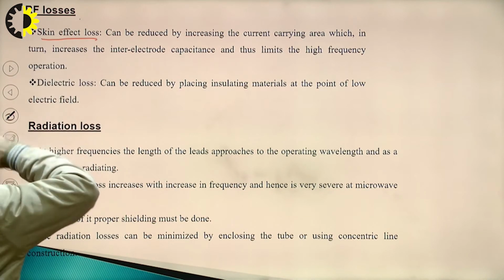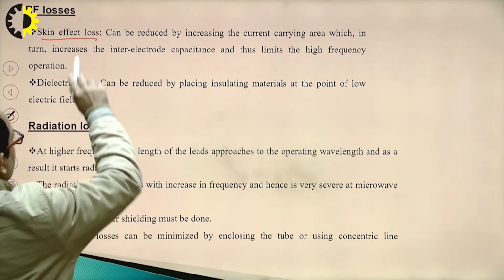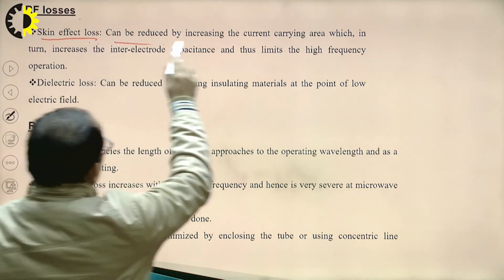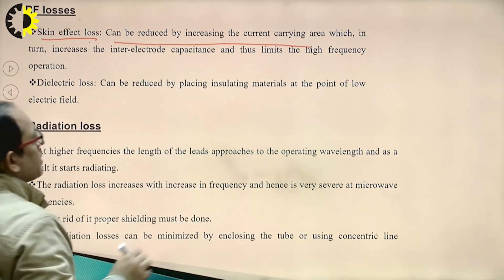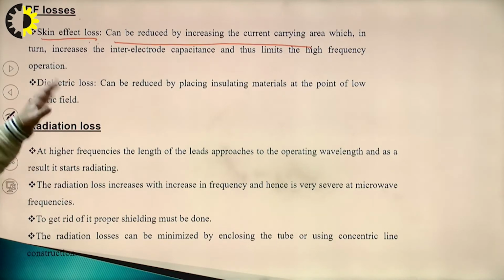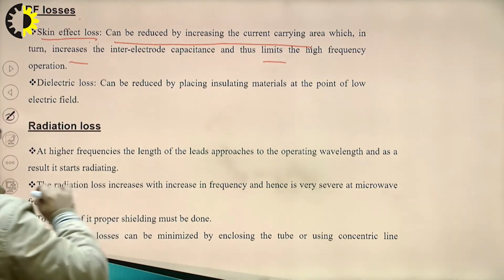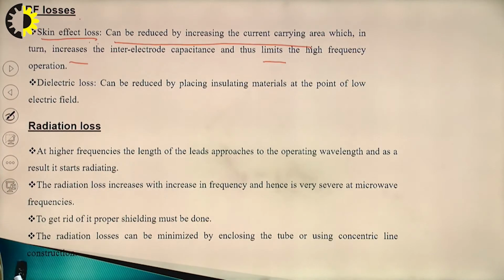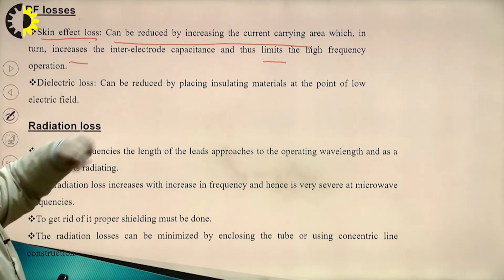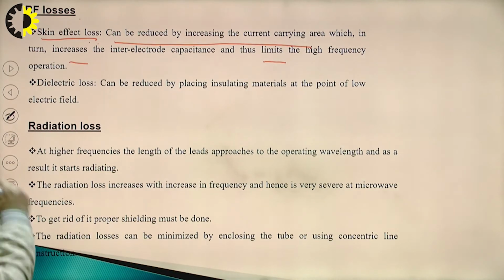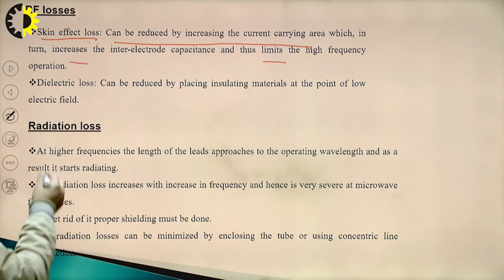The first one is the skin effect loss, which can be reduced by increasing the current carrying area, which in turn increases the inter-electrode capacitance and limits the high frequency. Clear? Skin effect also increases the inter-electrode capacitance. Clear? Next one is the radiation loss.